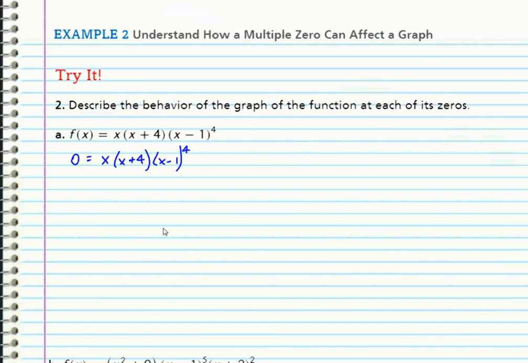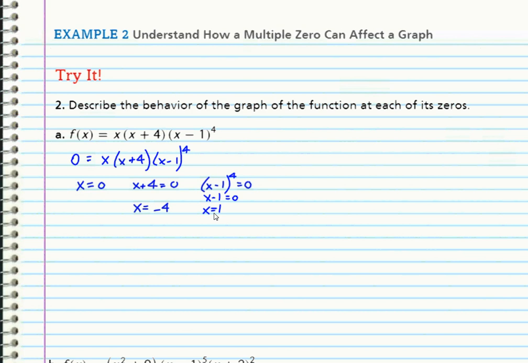Now, do the same thing. Either x equals 0, you separate it all. X equals 0, x plus 4 equals 0, or x minus 1 to the 4th power equals 0. So these are pretty easy. That one's already solved. This is going to give me x equals negative 4. And this, when you take the 4th root of both sides, you end up with x minus 1 equals 0, because the 4th root of 0 is still 0, so you get x equals 1.